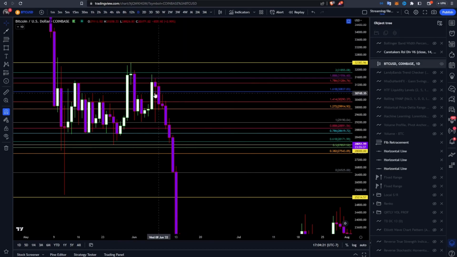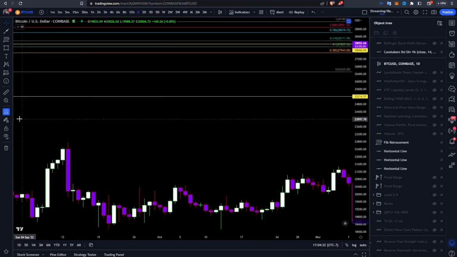The 1618, there is also a lot of wicks being thrown around. So that area just below $31,000 is going to be a big area to see Bitcoin reclaim to the upside.